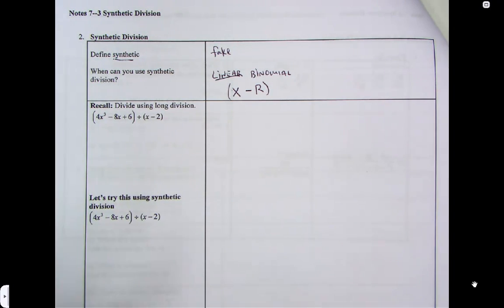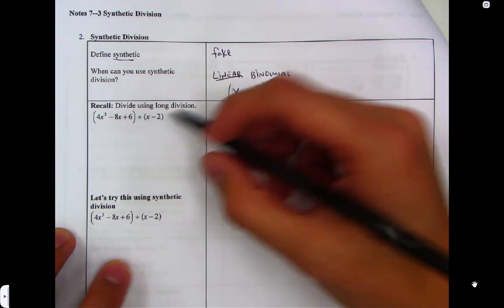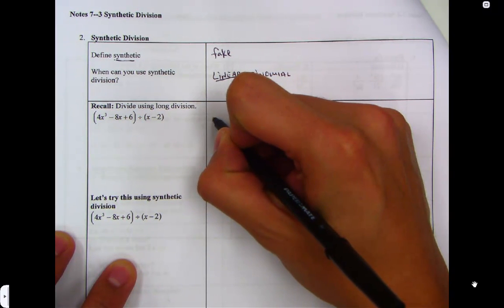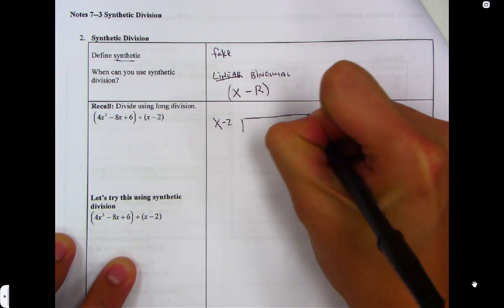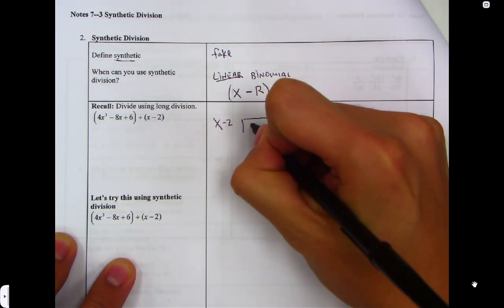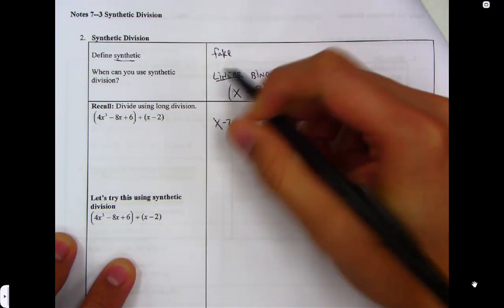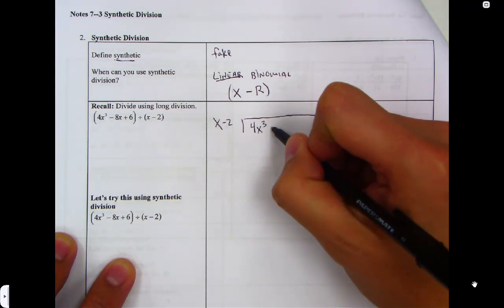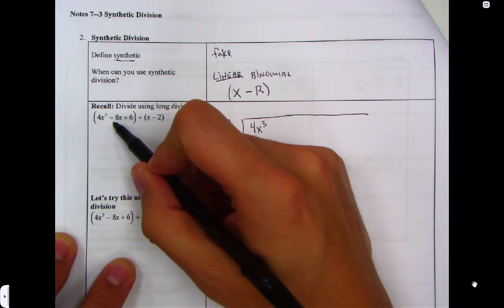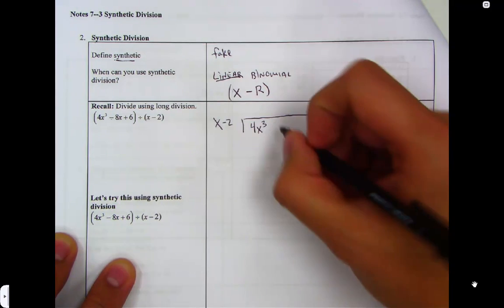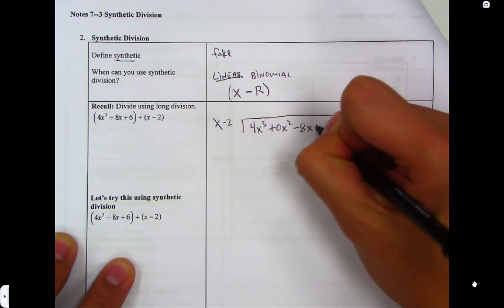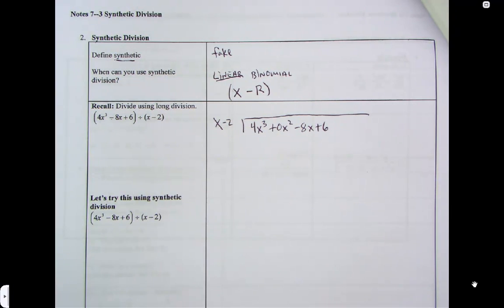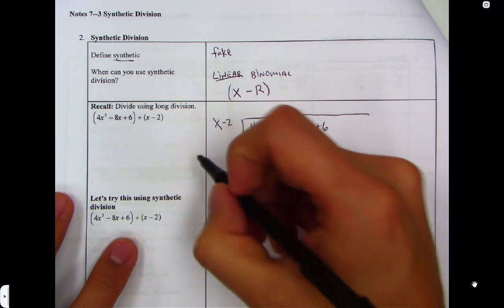Recall, divide using long division. So we're going to do this using long division. We're going to write x minus 2 divided by 4x cubed. And remember, if there's no x squared, see how there's nothing between these two, but there should be an x squared. We're going to write 0x squared minus 8x plus 6. You're going to write the steps right below.